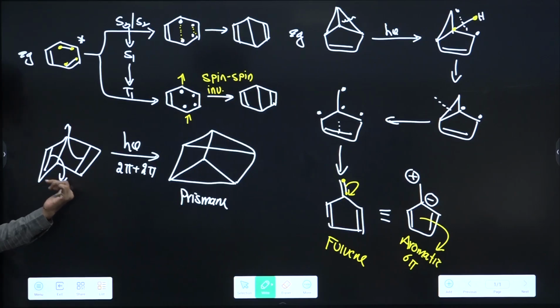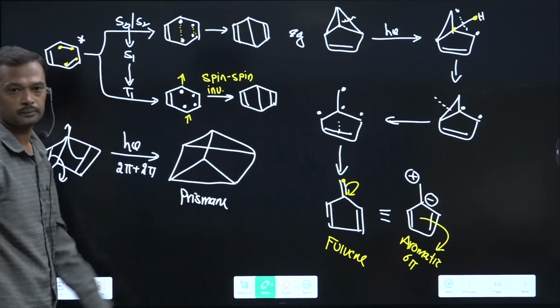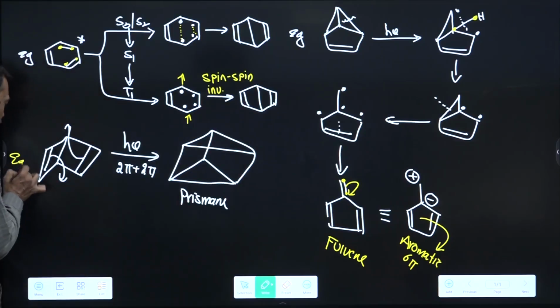Preparation of Dewar benzene is not easy. Once you prepare Dewar benzene, photochemically we can convert it into prismane. Okay, so this is a separate reaction.